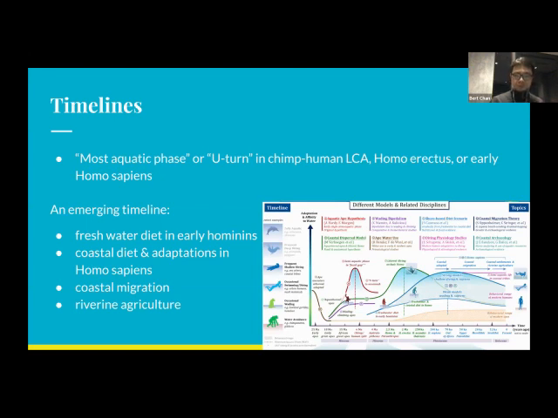But the emerging timeline shows that the evidence suggests that the early hominins, like the Australopithecus and similar species, may have utilized freshwater food sources and also developed technology like stone tools to eat those hard-shelled invertebrates or fishes. And then later, Homo sapiens developed the technologies for more coastal diets. And then later, they engaged in coastal migration and spread all over the world. And then later, in the Neolithic time, they went back to the land through rivers and developed agriculture.